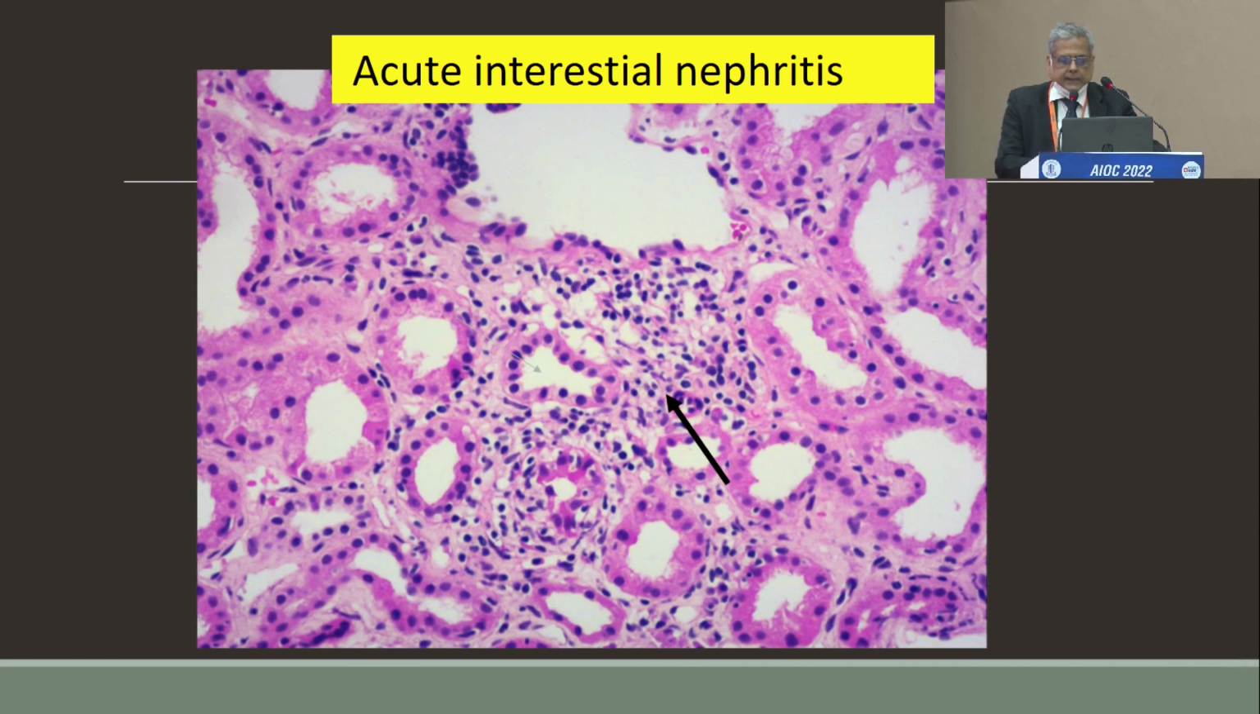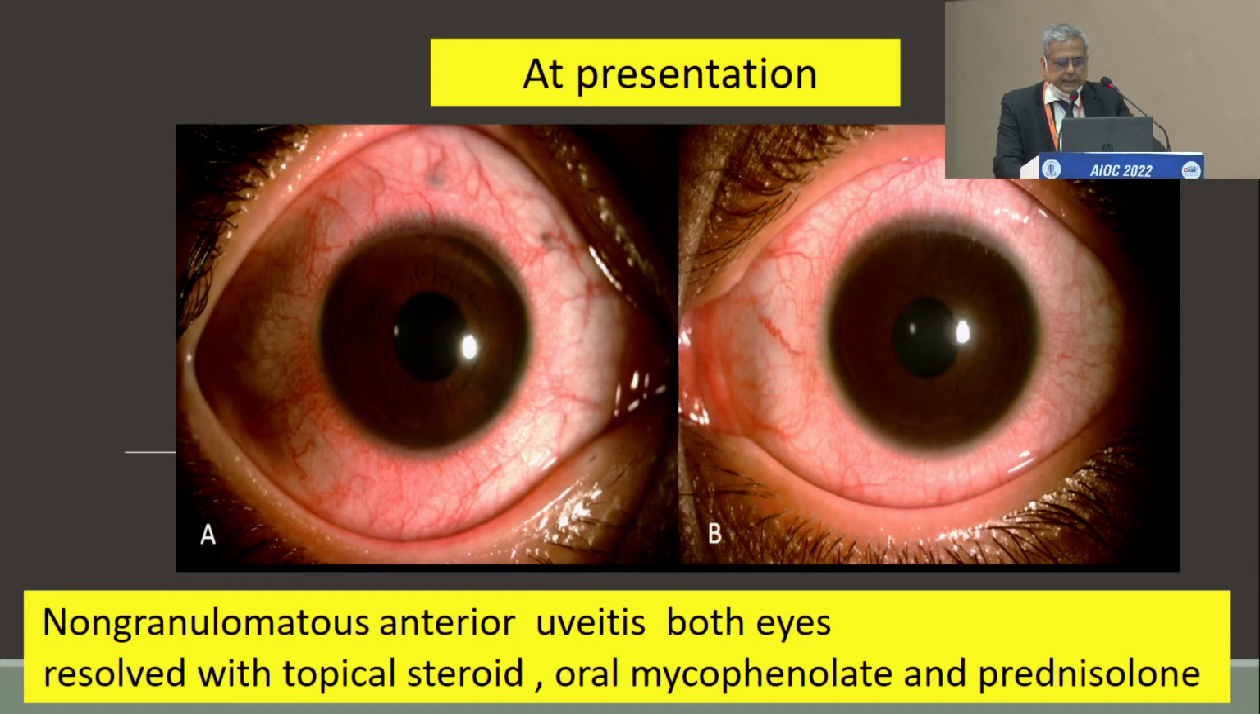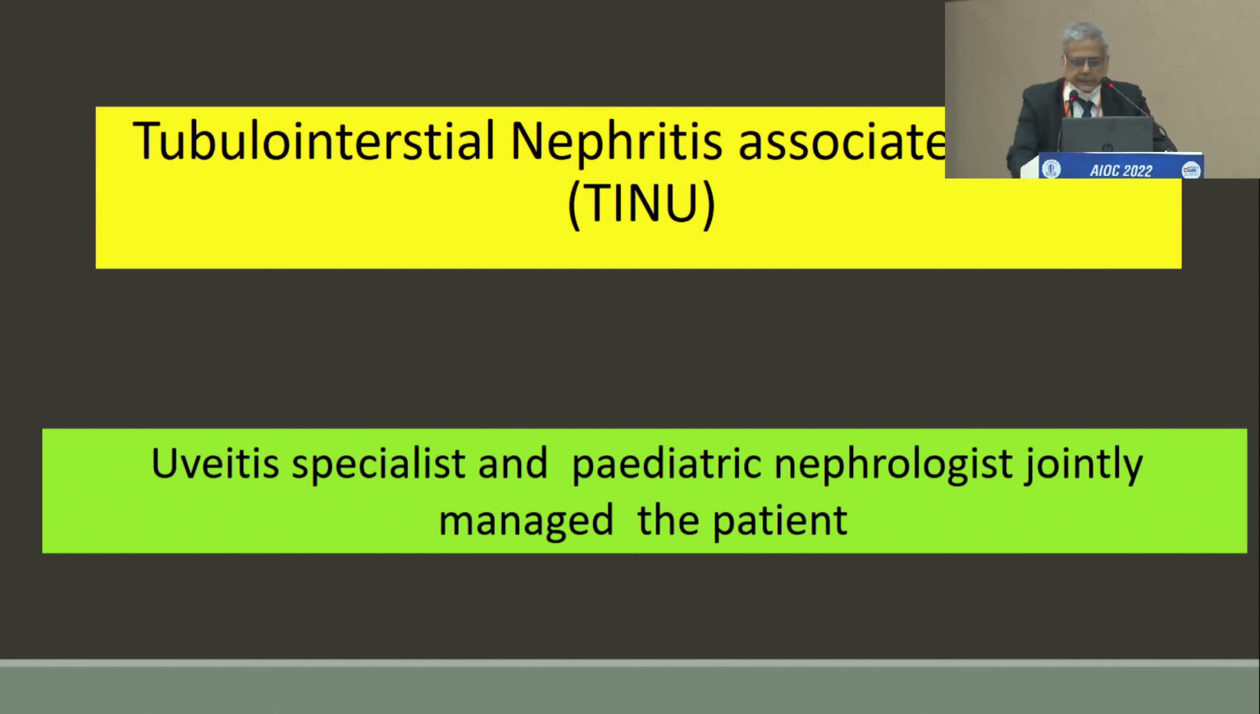He looked at the slide and took a photograph, and you could see that surrounding the tubules, there were chronic inflammatory cells. This is an acute interstitial nephritis. The patient had non-granulomatous anterior uveitis in both eyes. I treated with not only topical steroid, I put the patient on oral mycophenolate and prednisolone along with the nephrologist, and he became all right. This is tubulo-interstitial nephritis associated uveitis. We are recognizing it more and more nowadays than before.